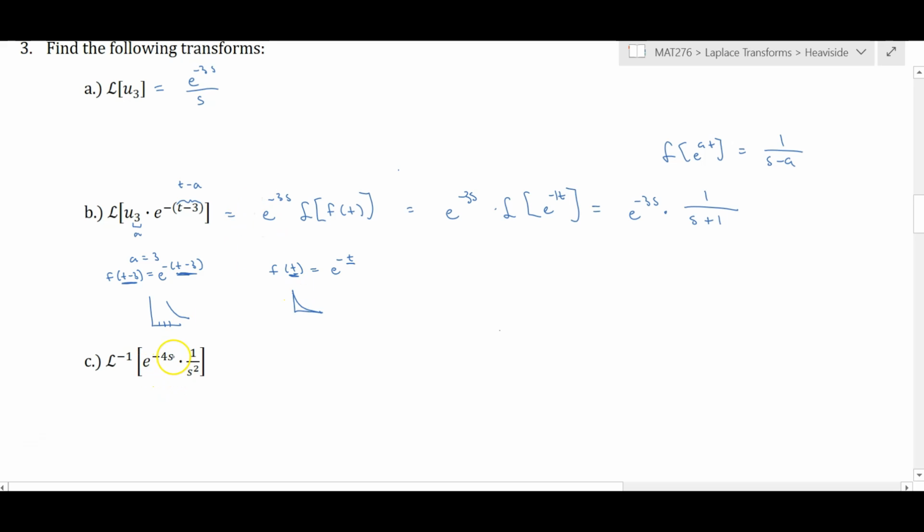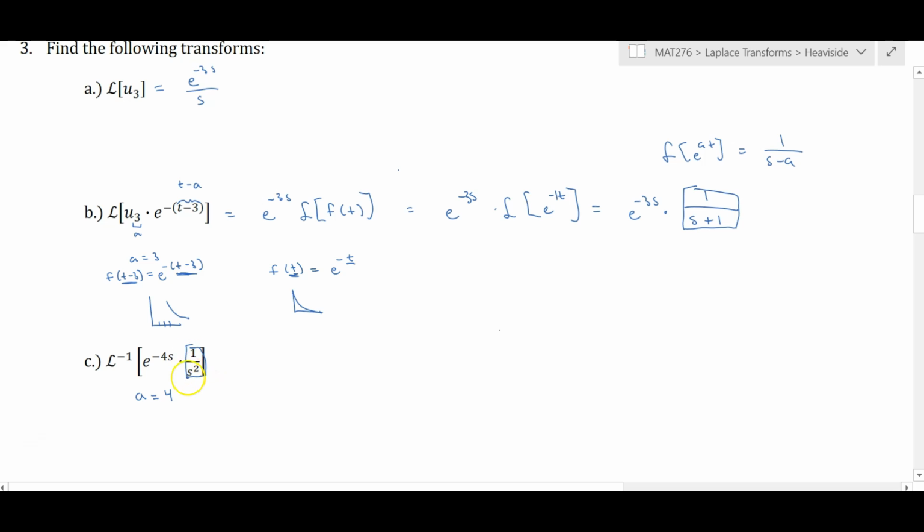Notice that in this case, e to the negative 3s came from our Heaviside. That came from the fact that a was equal to 3, giving us e to the negative 3s. So e to the negative 4s would have had to come from a Heaviside with a equals 4. Okay, now this function here is analogous to this function over here, right?